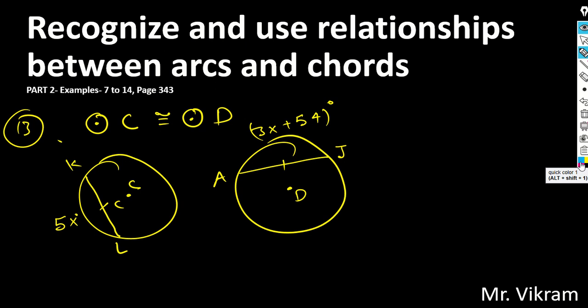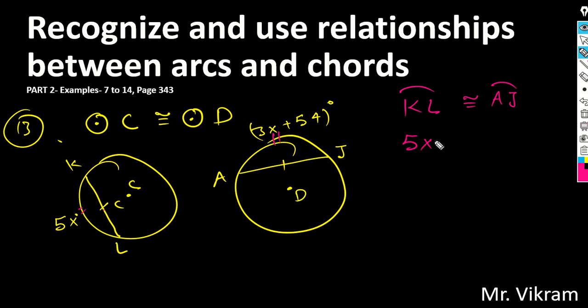Okay, so what do we do here? Now this is given that these two circles are similar. So if they are similar, if this is congruent, this is also congruent, and this is congruent. So since both circles are similar, arc KL will be congruent to arc AJ because of the similarity property.